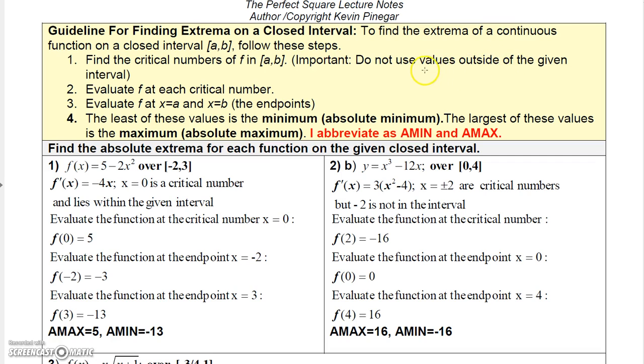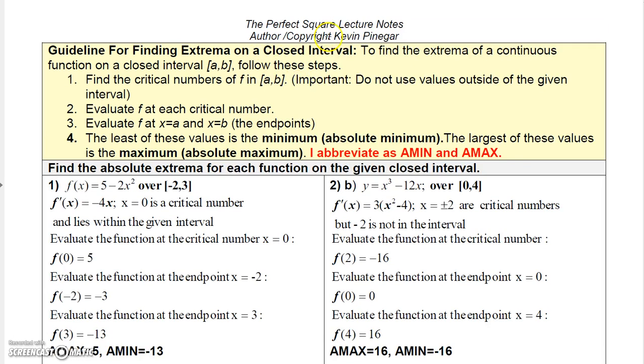Now when I talk about extrema, I'm talking about the absolute extrema here. So I probably should have written in there absolute extrema. So to find the absolute extrema of a continuous function on a closed interval, follow these steps. Let me explain why we follow these steps. Obviously, you need the critical numbers, and make sure you stay within the domain of the interval. Then you evaluate the function at each critical number, but you also must evaluate at the endpoints.